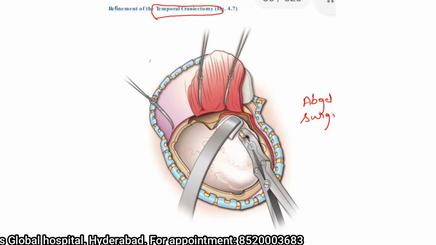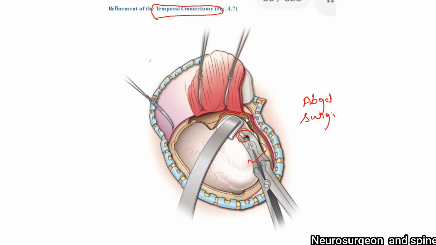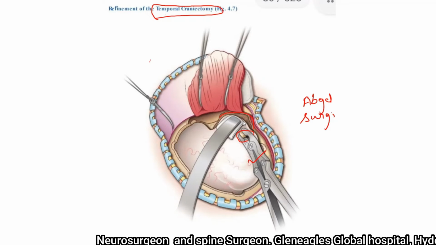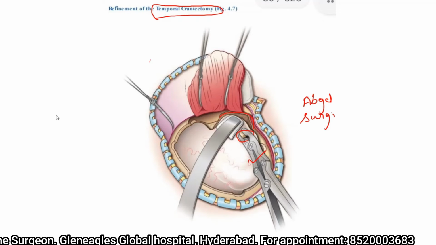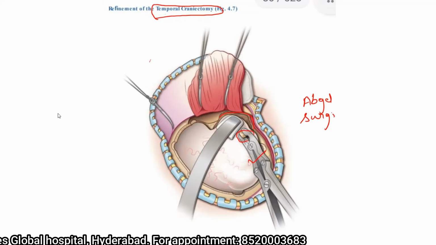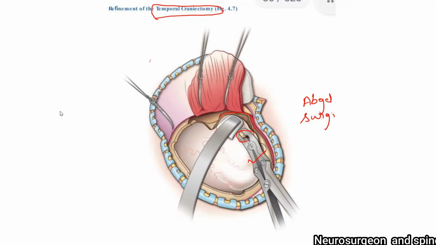Once this is done, you can use a nibbler, this is the nibbler, to rongeur off that bone to reach the base of the middle cranial fossa. If any air cells are opened, close them with Gelfoam and bone wax. One important thing, as I've told, I'm repeating again: the squamous portion of the temporal bone must be removed until flush with the floor of the middle cranial fossa. One more thing, if the mastoid air cells are exposed, bone wax should be applied completely so that there is no CSF leak later on.